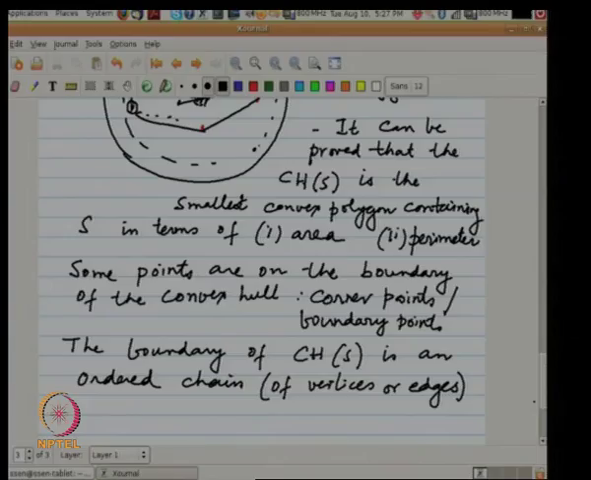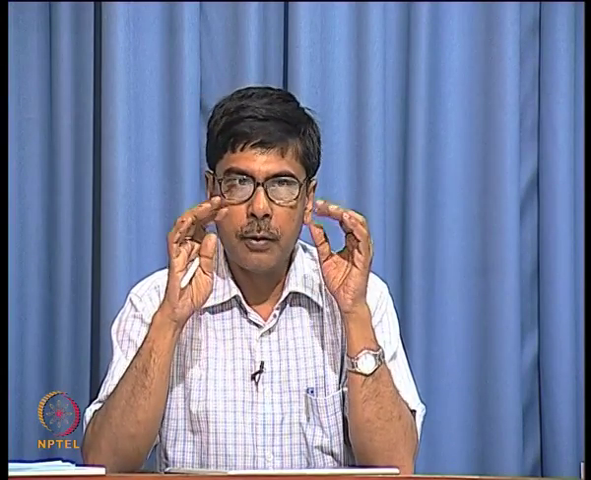By the way, this is only for two dimensions. The analogous definition extends to three dimensions. Now, once you go to three dimensions, there is no notion of this ordering anymore. Other definitions go through: there will be some points on the boundary, and it will be what is called a convex polyhedron, or convex polytope. But the boundary of the convex hull is no longer something that can be ordered like we can do in two dimensions. It is a more complex structure. Think about it like a football, the boundary of the football.